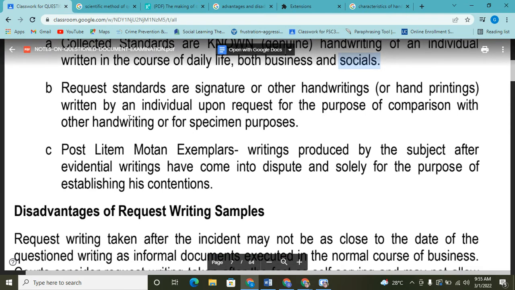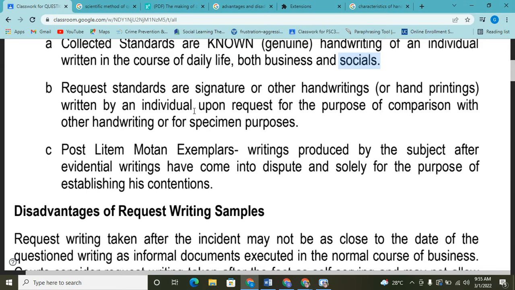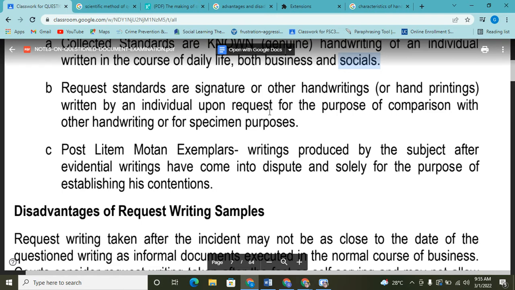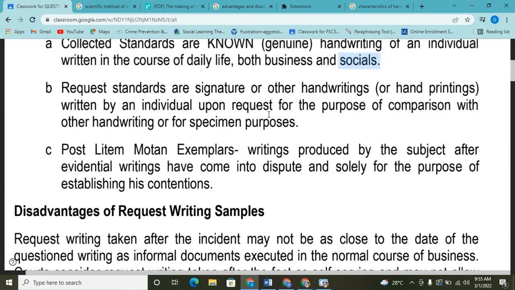Okay. And another is your requested standards. Meaning to say these are handwritings, these are signatures executed upon request. So normally this is in the form of a request. In a request, the questioned document examiner selects words or letters in the questioned document to dictate. Normally, the subject is given a blank paper. For example, if the questioned document is written on bond paper, the subject is given bond paper. If it is written using a black ballpen, the subject is given a black writing instrument.